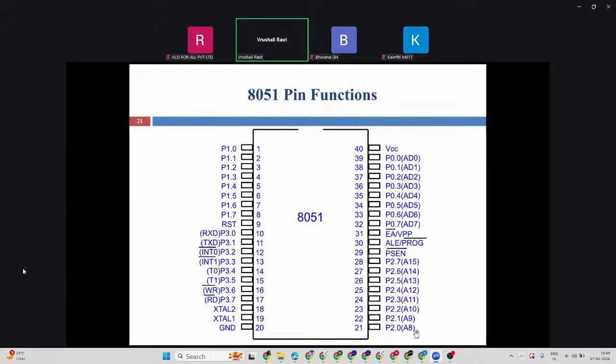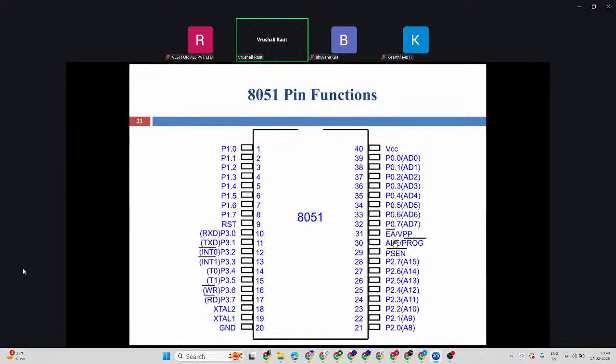Okay, coming from this side, this is port 2, 2.0 to 2.7. Again, 8 pins for port 2, and what do they have? They have addresses from A8 to A15. Okay, the external address, whatever we have to access, 8 bits are available here. Then there is PSEN bar, we have checked it for accessing the external memory.